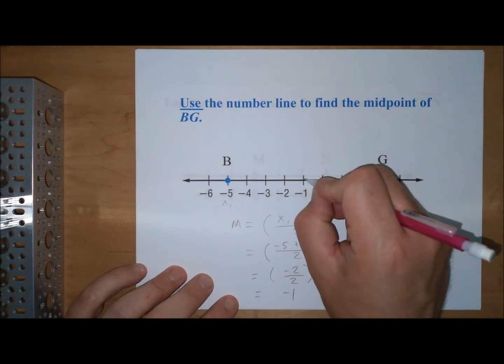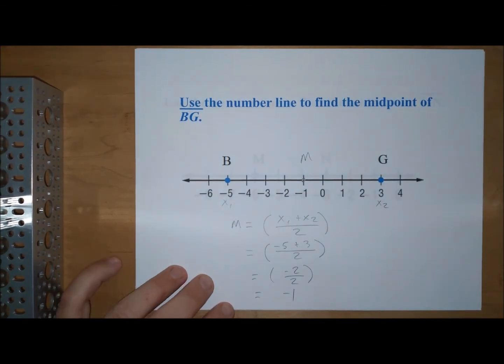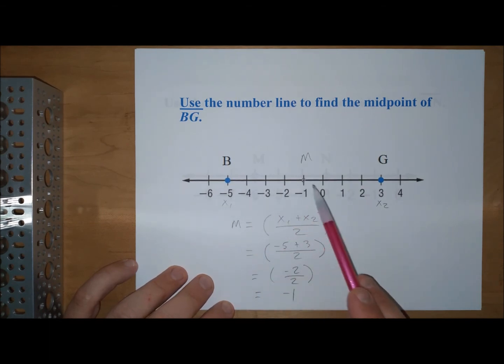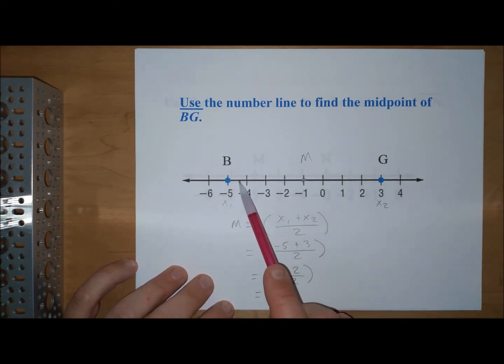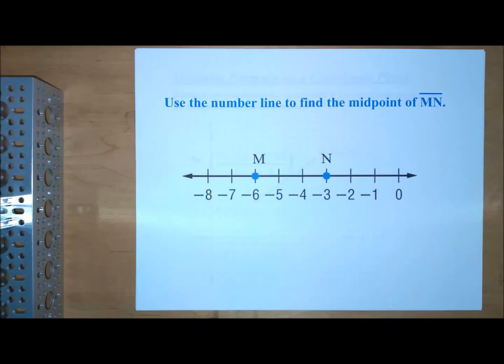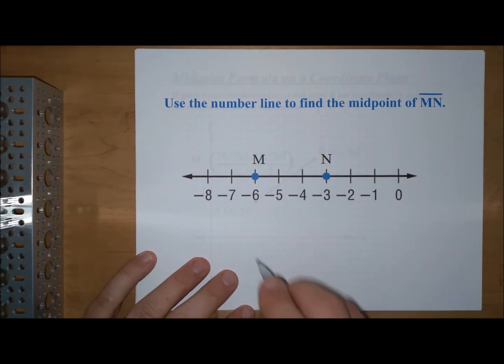So that's telling us that our midpoint is right there. Visually, does it look correct? Could we check it? I should have the same number of spaces between B and M that I have between M and G. 1, 2, 3, 4. 1, 2, 3, 4. That's our midpoint. All right, let's do one more. This would be a good place to pause the video and try this one yourself.